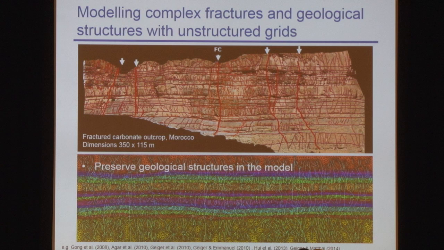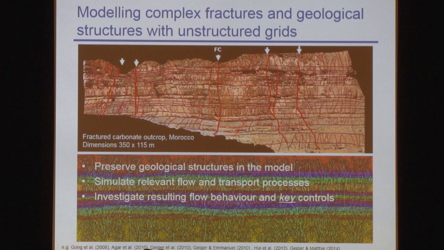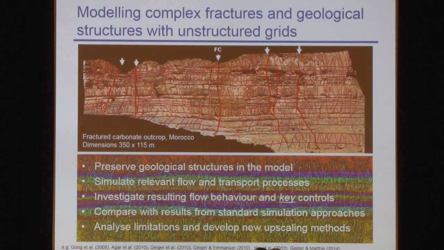We can simulate the relevant flow and transport processes: heat transport, multi-phase flow, three-phase flow, CO2 storage, and so forth. We can then investigate the resulting flow behavior and key controls, so you can make the fractures more permeable or less permeable, and we can change the wettability of the rock matrix and see how the system behaves. You can compare the results with results from standard upscaling methods, standard dual porosity models, for example, and we can analyze the limitations of the standard approaches and think of how we can develop new upscaling methods.